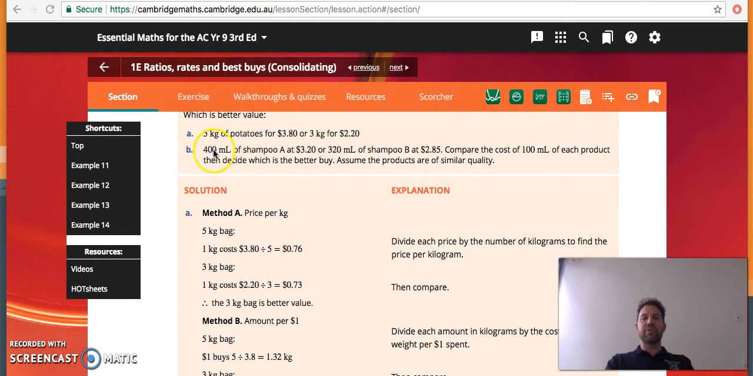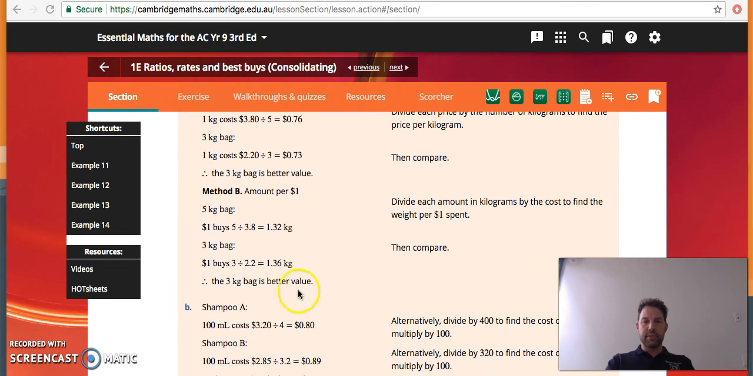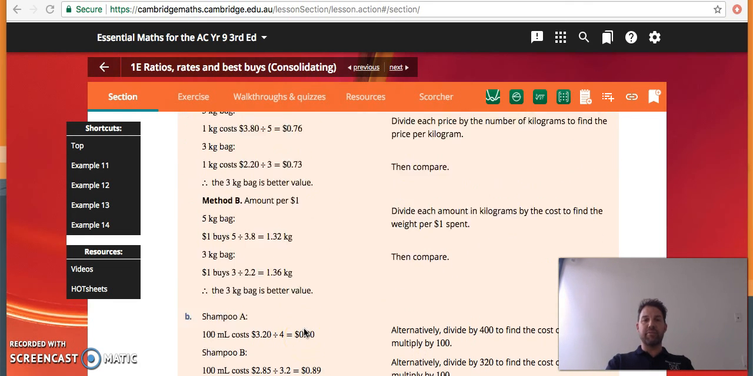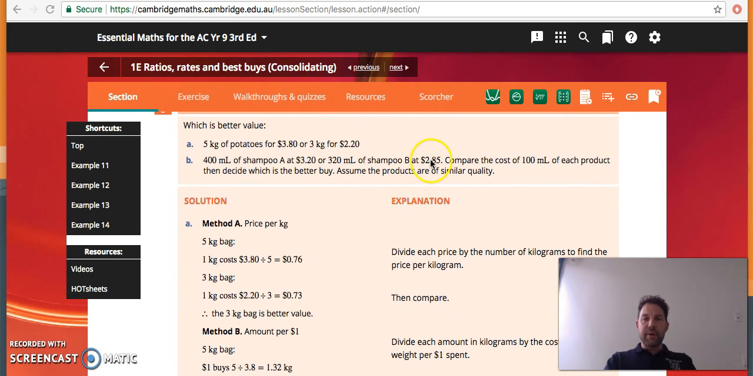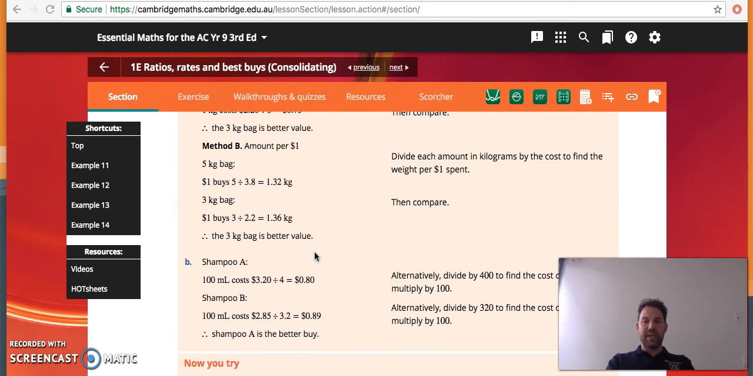So for this one here, $3.20, to get this to 100 mils, I need to divide it by 4. So 320 divided by 4 is 80 cents for 100 mils. This one here, 285 is 320 mils, so I need to divide it by 3.2. 285 divided by 3.2 is 0.89. Shampoo A is better because 100 mil costs 80 cents instead of 100 mil costing 89 cents. I would choose shampoo A.